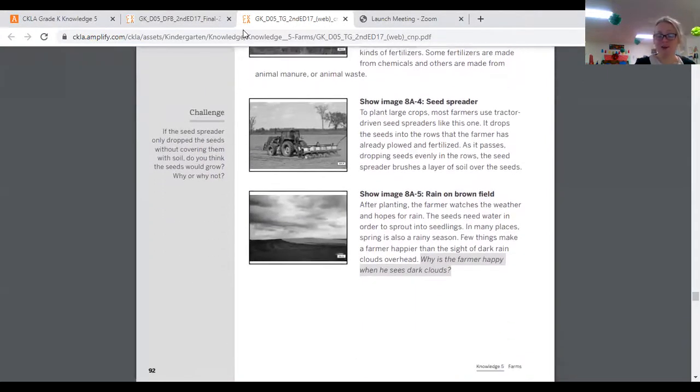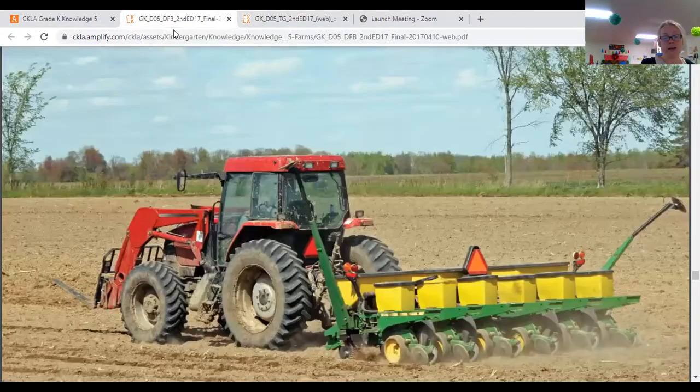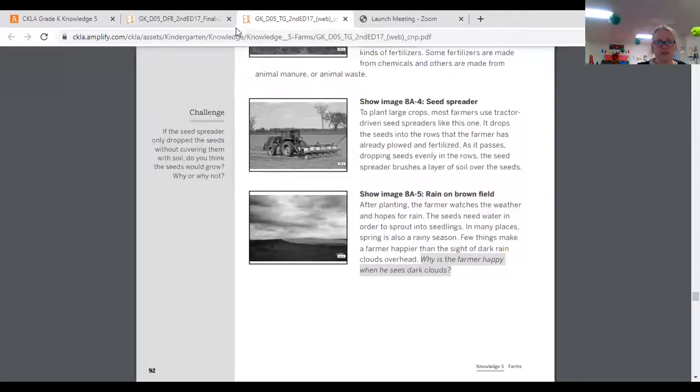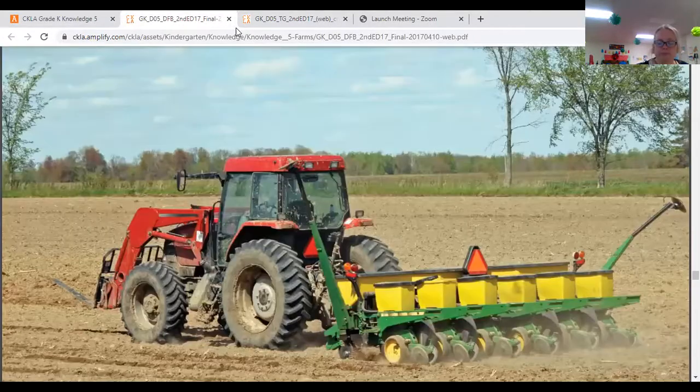Image 484 is a seed spreader. To plant large crops, most farmers use tractor-driven seed spreaders like this one. It drops the seeds into the rows that the farmer has already plowed and fertilized. And as it passes, dropping seeds evenly in the rows, the seed spreader brushes a layer of soil over the seeds. Wow, I guess farmers are really excited to have that because if they had to do all that work by hand, think of how long it would take. Oh my goodness. All right.